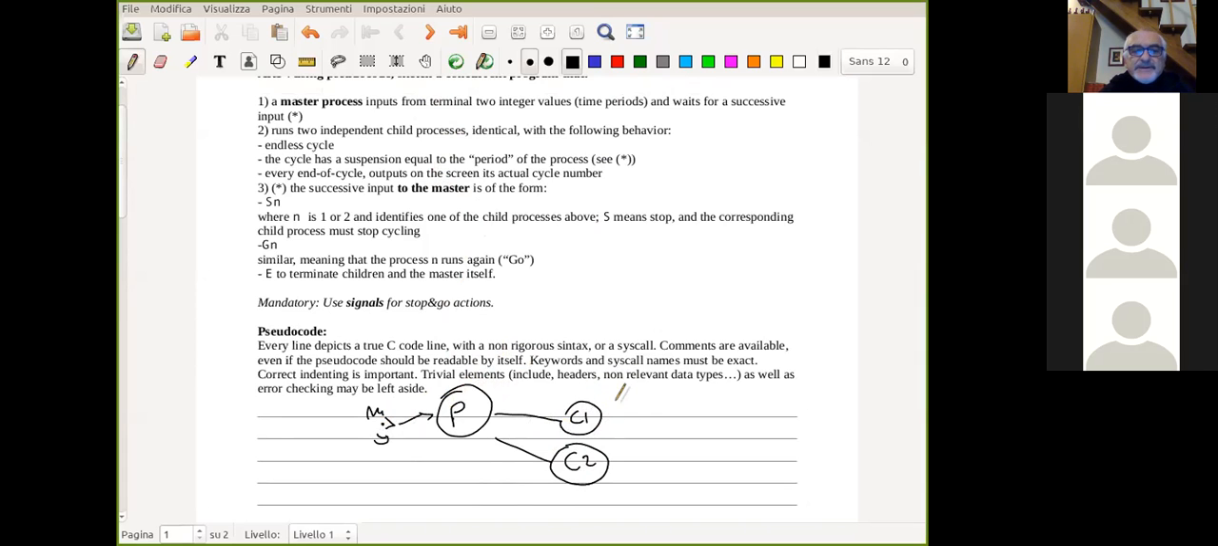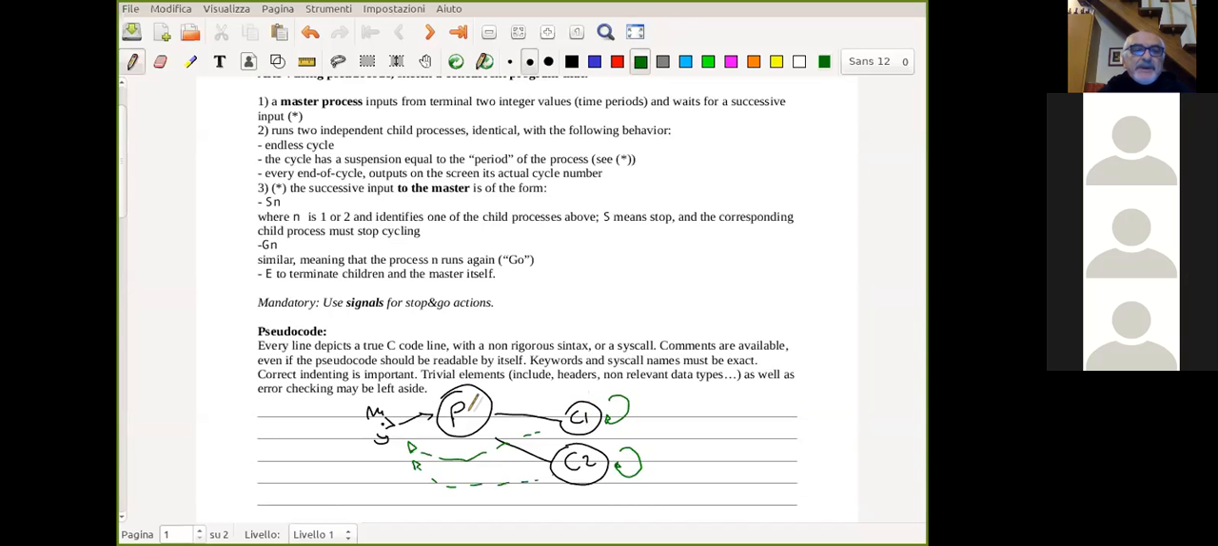They are periodic processes, so they simply loop and do nothing except, for example, writing some message on the terminal so that they let us know that they are working. So imagine a loop with a write or a printf or something similar, that periodically has C1 and C2 say, I'm alive, I'm working, I'm cycling.